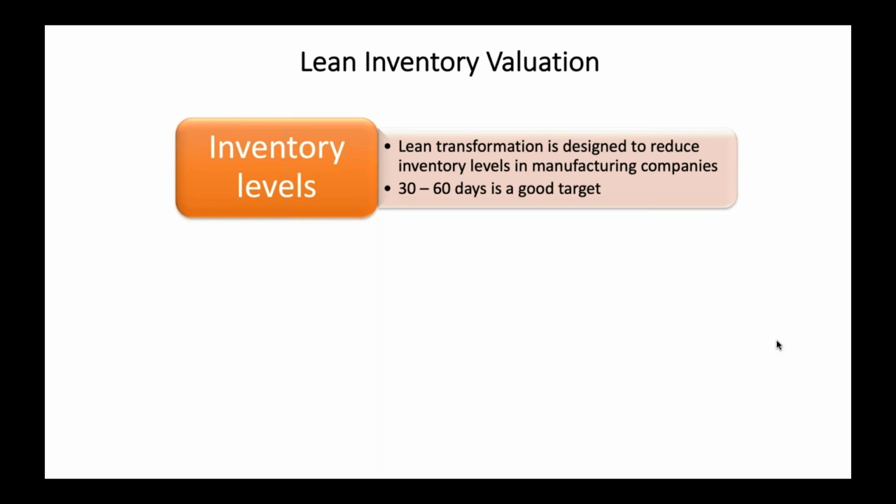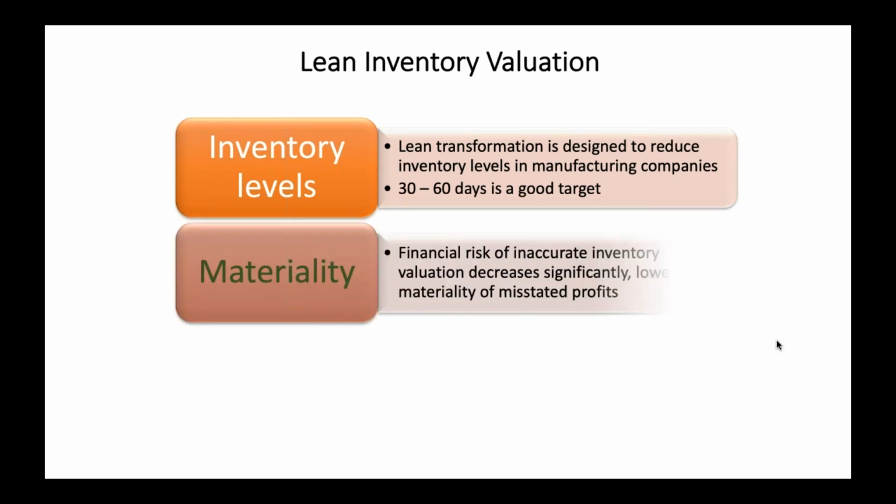But if you've got 6 months of inventory, this probably is not the time to start trying to figure this out. Why can you do this? I'm sorry. Why can you do this? One, from a materiality standpoint, the financial risk of misstating profits because of misstating inventory valuation is much, much less because you have less finished goods inventory and less WIP.